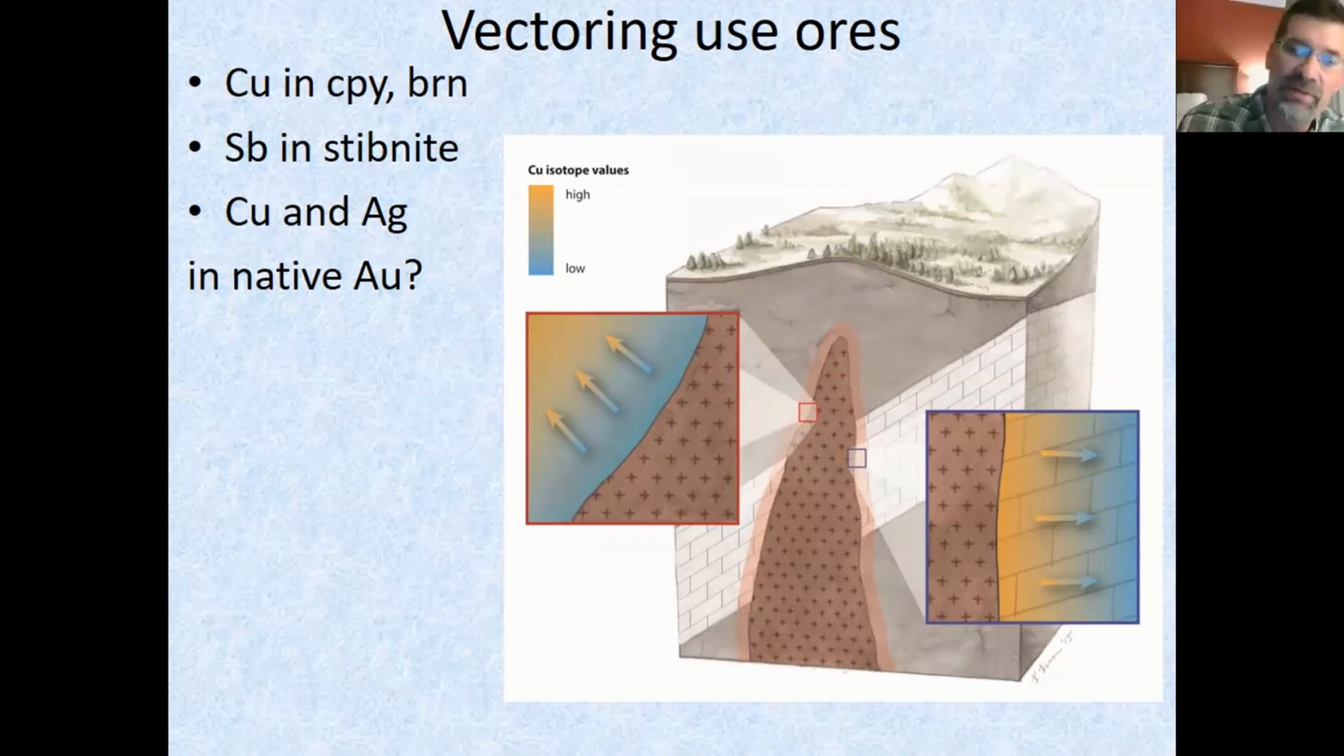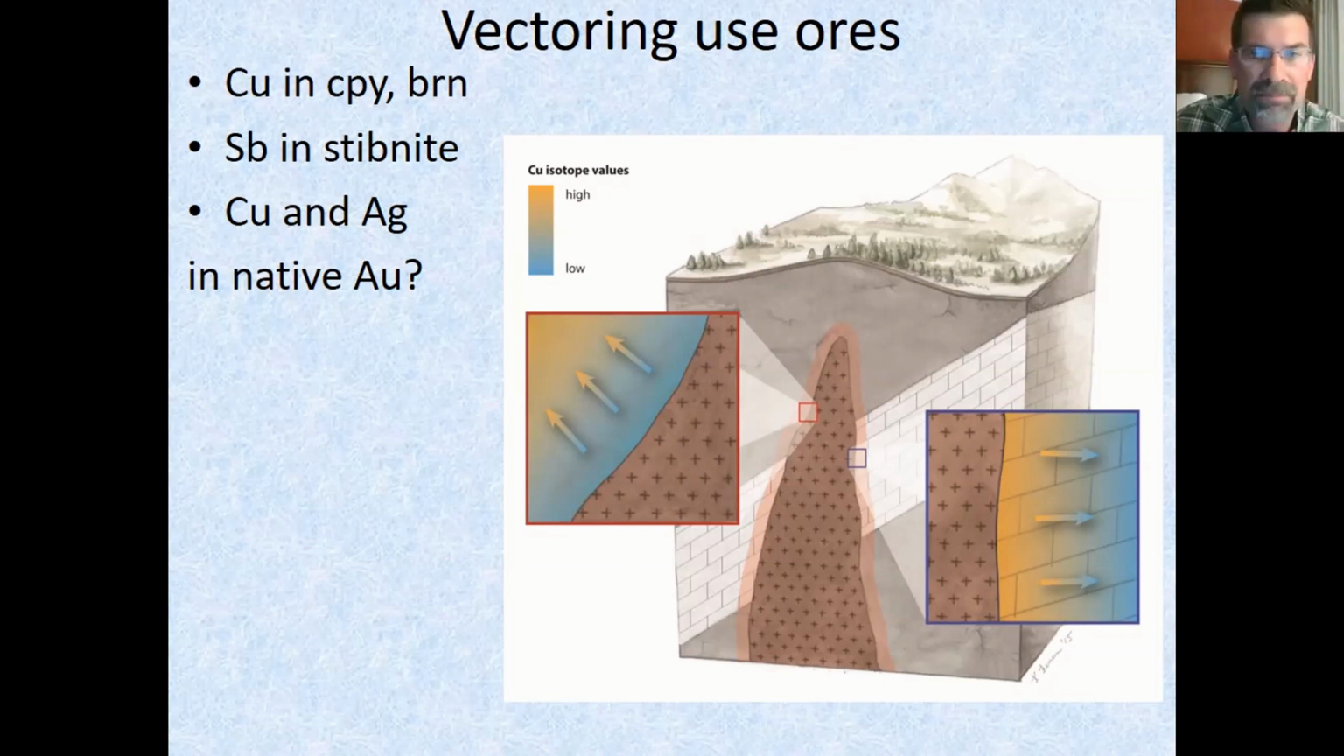And then in contrast, if you look over to your right, you'll see skarns. Skarns show an inverse pattern, where heavier values are closer to the source, and then as you get farther away, you get lighter values. And that's probably related to the CO2 in the system.